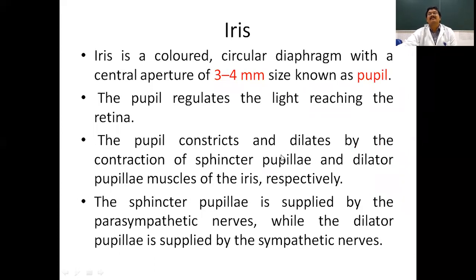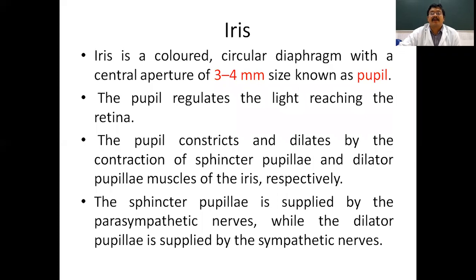The next one is the middle layer. It is a vascular layer. It is the iris anteriorly. The iris is colored; the eye color of the individual is determined by the pigmentation present. It is a circular diaphragm with a central aperture of 3 to 4 millimeters in size, known as the pupil.